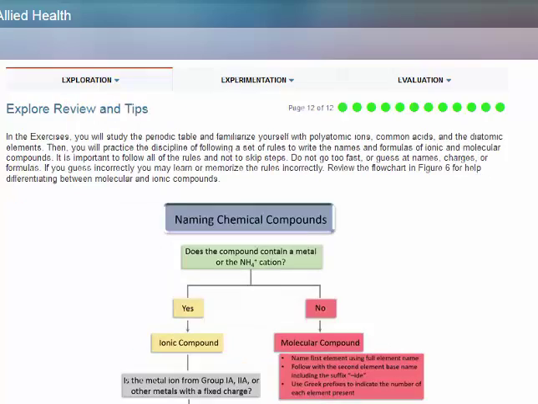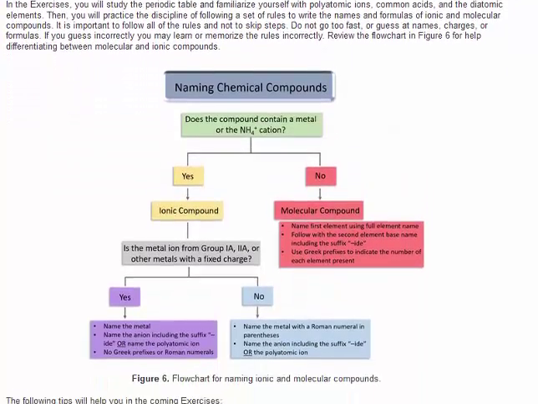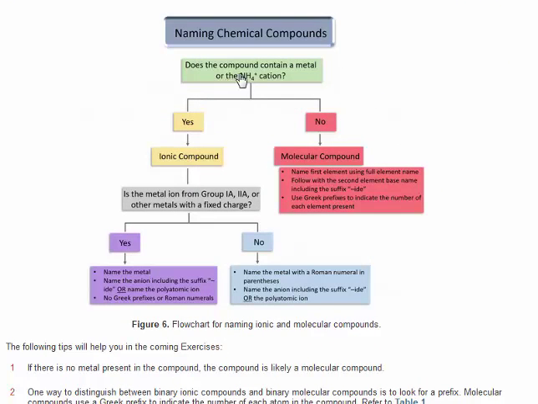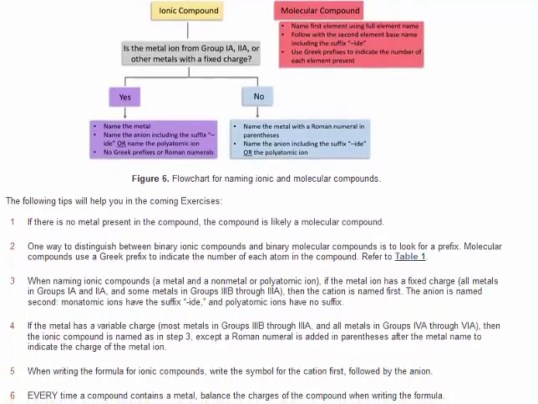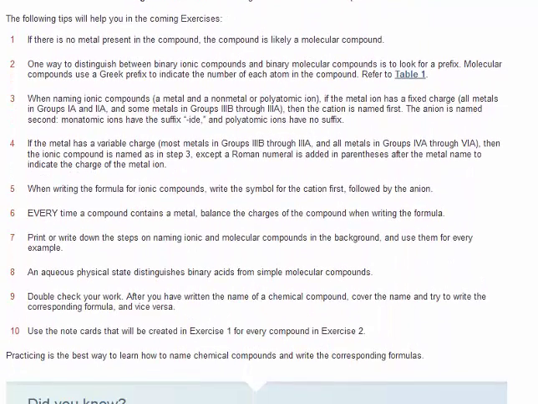Important to know. And then here's a little flow chart to help you as you're naming these compounds. Does the compound contain a metal or the NH4 cation? And if it does, it's an ionic compound. If it doesn't, it's molecular or it's an acid. Does the metal have a fixed charge? Then we just name the metal and name the anion. And if it doesn't, then we have to figure out what the charge of that cation is, and that charge is expressed as a Roman numeral. And then the anion comes second, and some tips on naming that anion are here. So hopefully this will be a good review of Chapter 2 and 3 concepts.